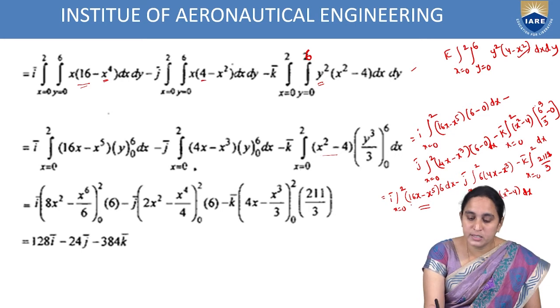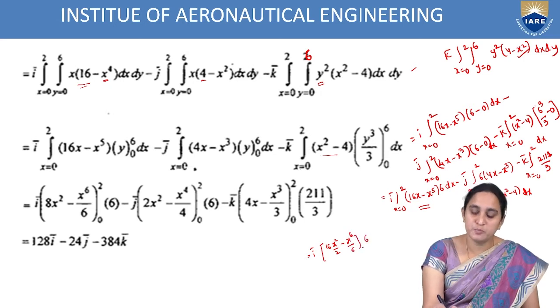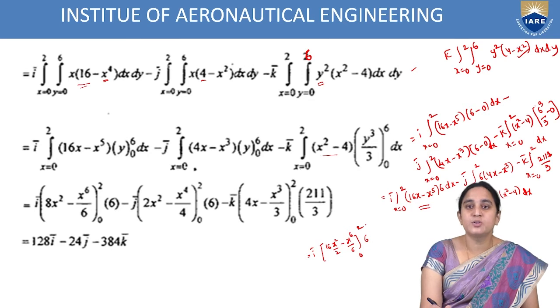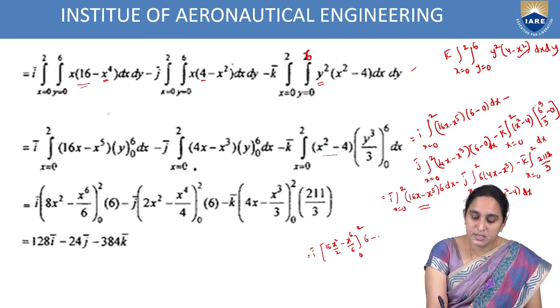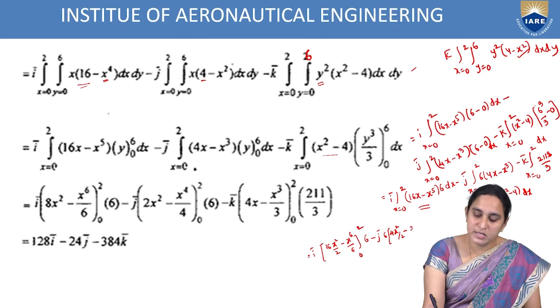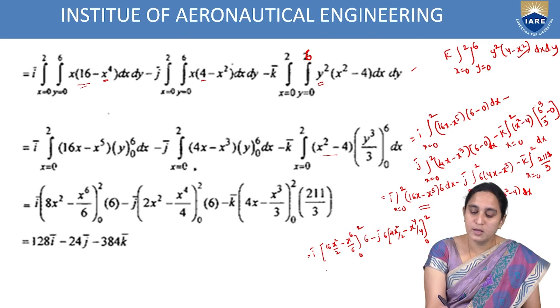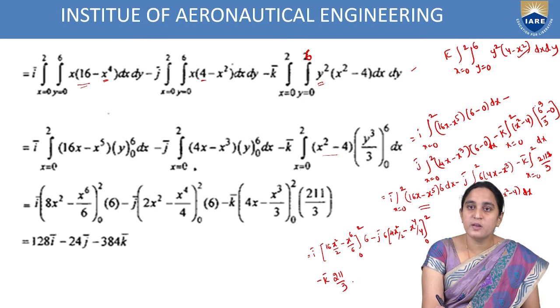What about the integration for that? After this step, I bar into 16x, the x integration as x square by 2, minus x power 6 by 6, into 6. Whatever the limit points for x here, x is 0 to 2. Minus j bar into 6 into 4x, the integration as x square by 2, minus x cube integration as x power 4 by 4. Limit points are 0 to 2. Minus k bar into 216 by 3 and x square minus 4.